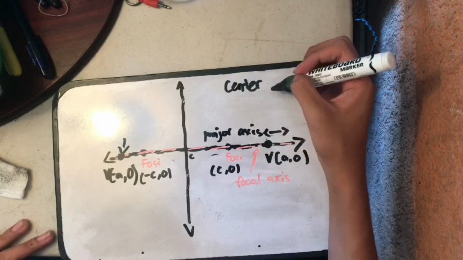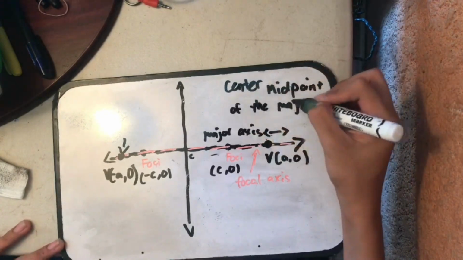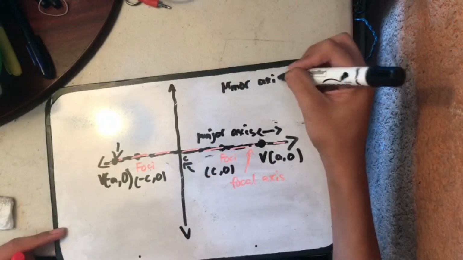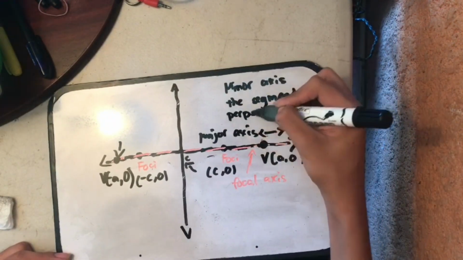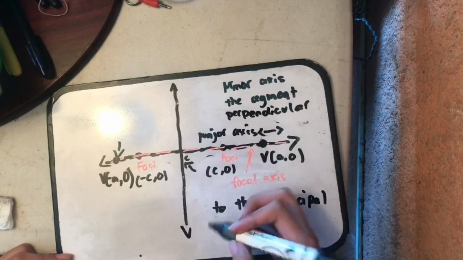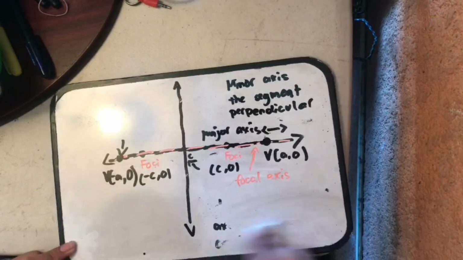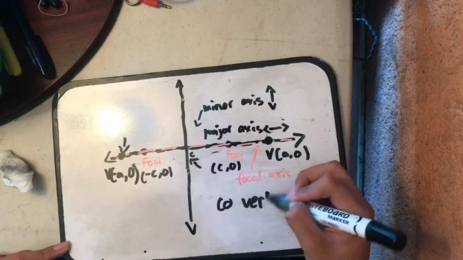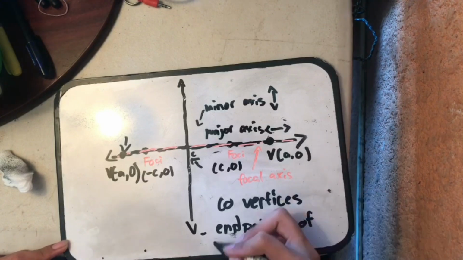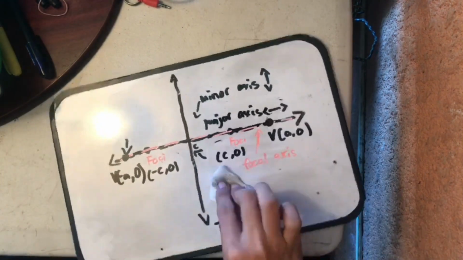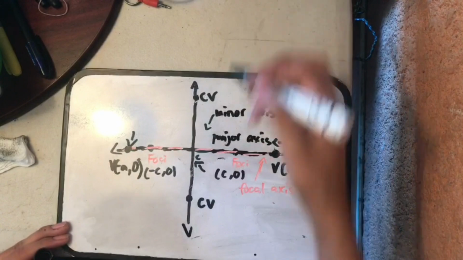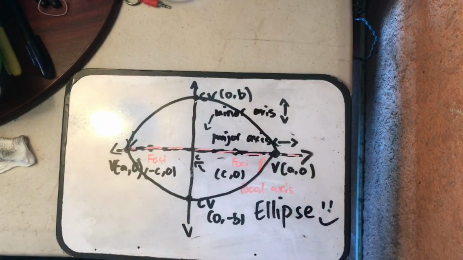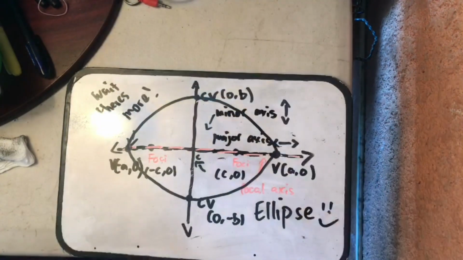The center is the midpoint of the major axis. As you can see, the little c there. The minor axis is the segment perpendicular to the principal axis at the center. The minor axis here is the vertical line. Co-vertices are the endpoints of the minor axis, represented here as (0, b) and (0, negative b).